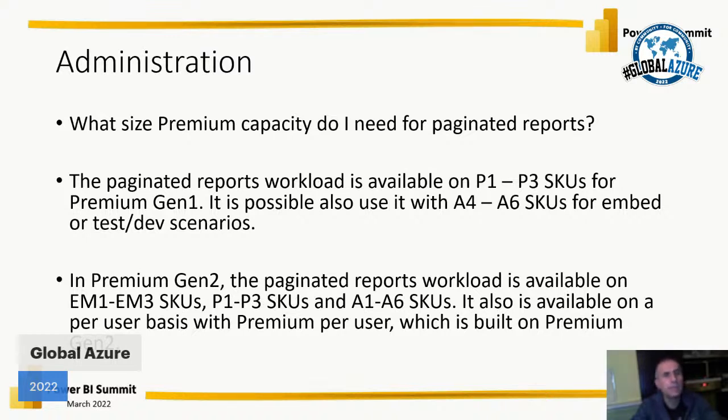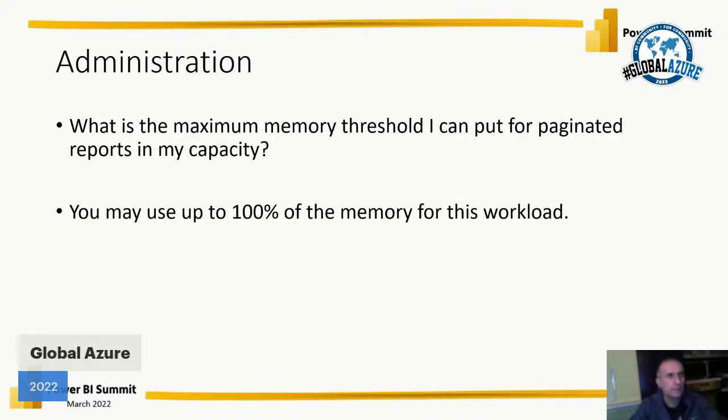It is important if you have a setup where you are using Power BI Premium first generation. In this case you need to consider the right SKUs. The second important option is to know the maximum memory threshold which is needed for paginated reports, and paginated reports can use all memory from a specific workload. That means for premium capacity, it is possible to use all available memory.